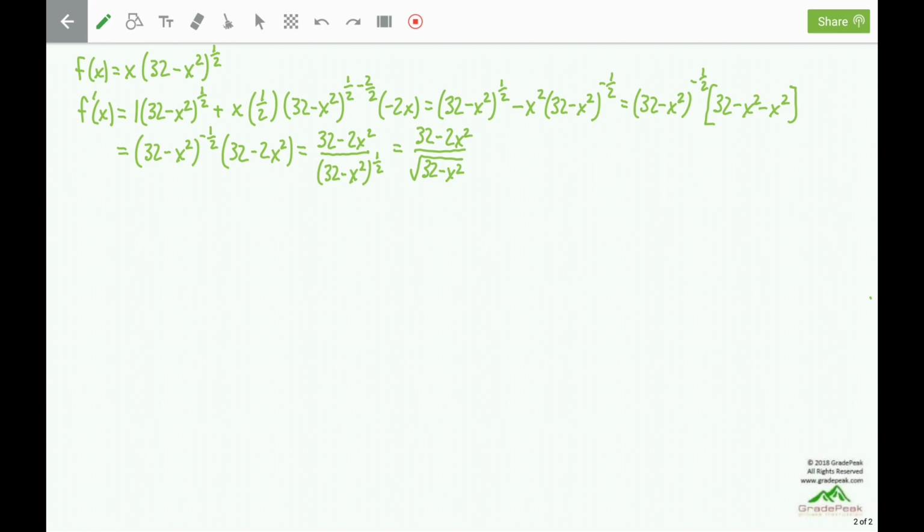We do want to fully factor the first derivative. In the numerator, there's a common factor of 2. Factoring that out will leave behind a 16 and a minus x squared. And the 16 minus x squared is a difference of squares and can factor further: 4 plus x and 4 minus x.